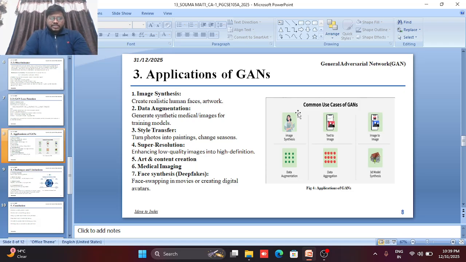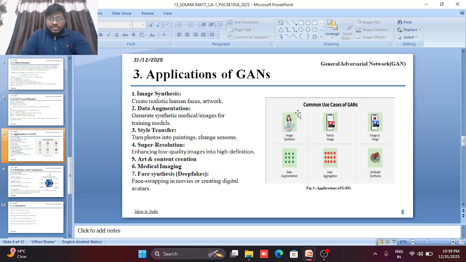Applications of GANs. GANs have a wide range of real-world applications. They are used in image synthesis, such as generating realistic human faces and artworks. GANs help in medical imaging where data is limited. They are also used in style transfer, for example, converting photos into paintings.